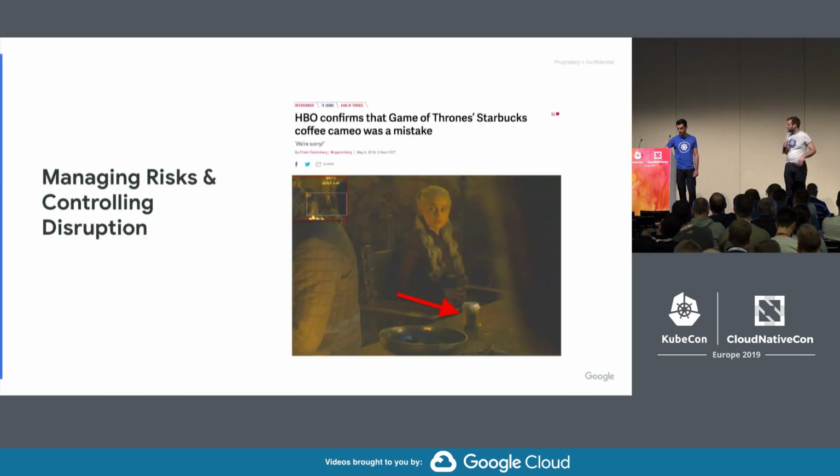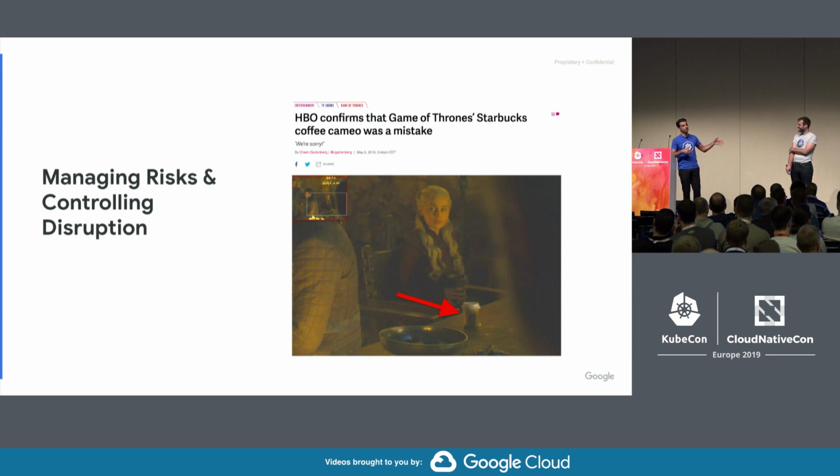Cool, thank you. So I'm not sure how many of you are up to date with Game of Thrones, but this is not a spoiler. In one of the recent episodes, many people noticed a completely misplaced Starbucks cup in one of the scenes. Evidently, a mechanism for managing risks and controlling disruption is important.